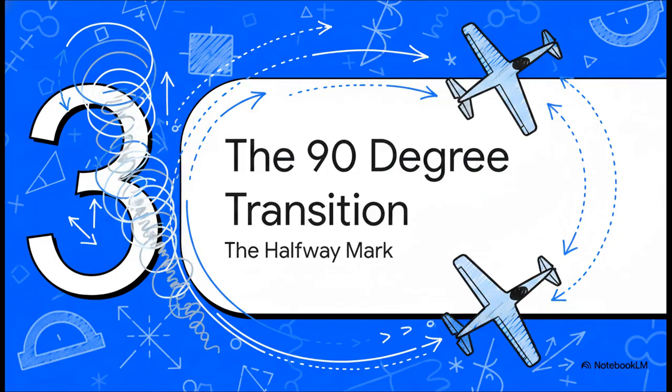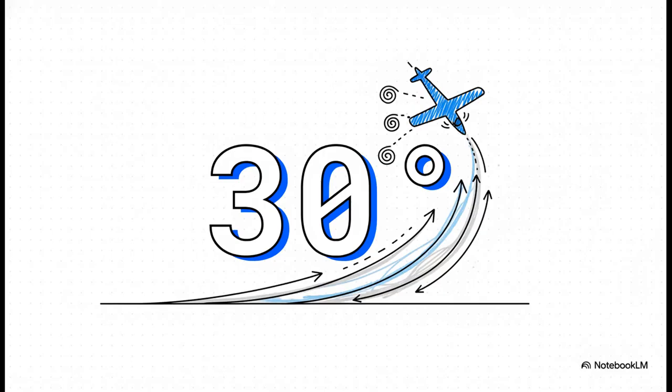All right, Section 3, the 90-degree transition. We've officially hit the halfway mark. Just look at that number. 30 degrees. The discipline you need here is immense.